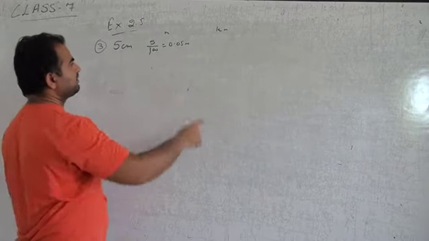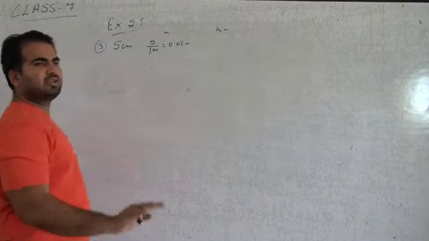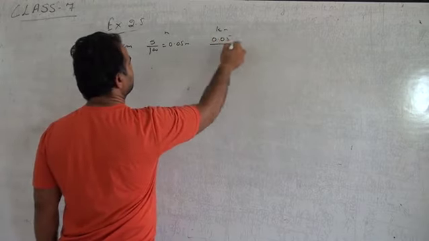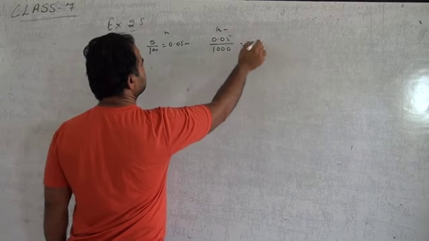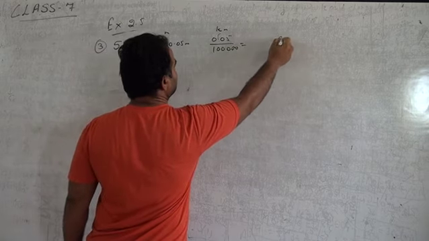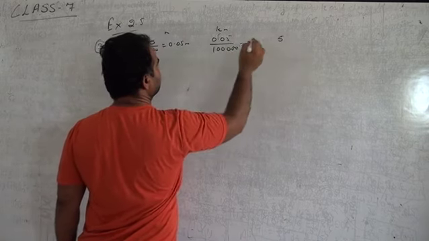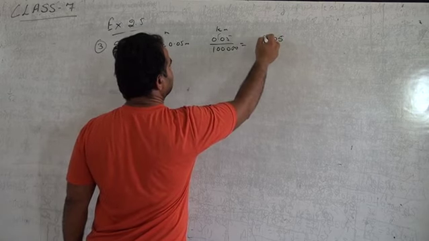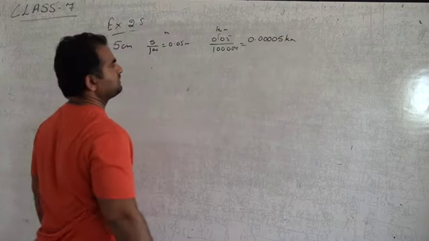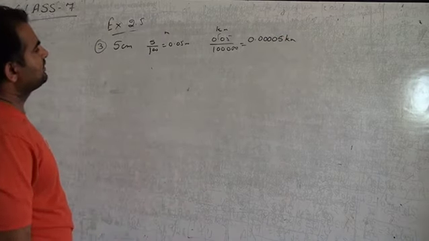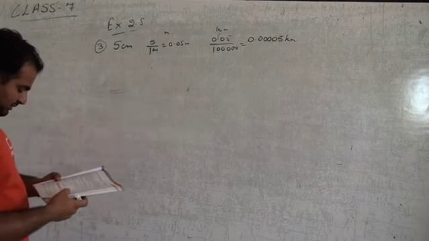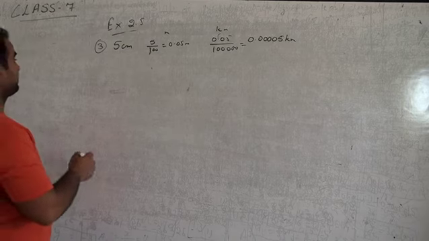And to convert meter into kilometer, we have to divide by 1000 again. So it will be 0.05 upon 1000. Remove the point, and there will be more zeros. It will be 0.00005 kilometer. Second question is 35 millimeter in centimeter, meter, and kilometer.